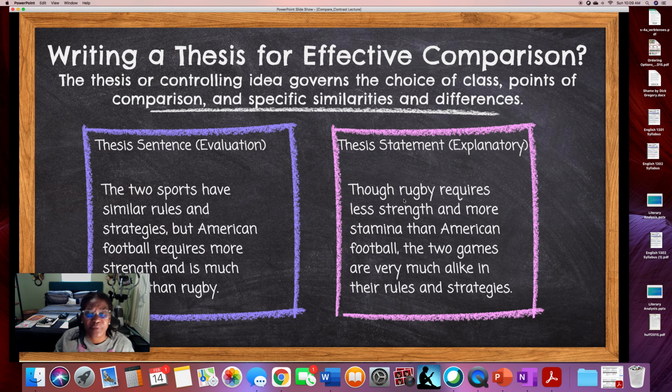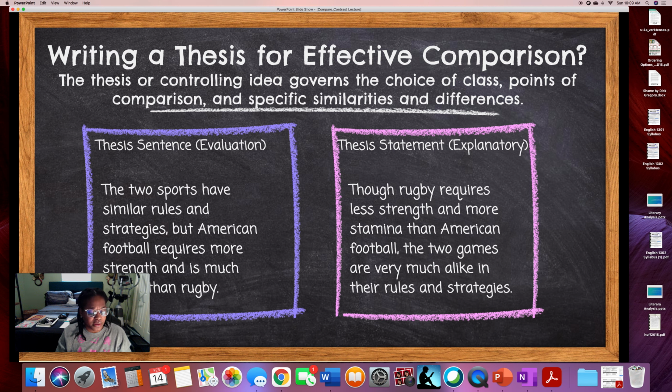Let's do the explanatory one first because it's simply straightforward, no suggestions on which one is better or what you should do. This one says, though rugby requires less strength and more stamina than American football, the two games are very much alike in their rules and strategies, right? So you can see where I'm going with this thesis statement.